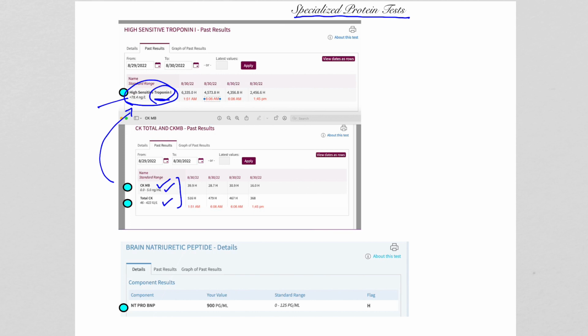And then there are other kinds of specialized protein tests. Well, here's another example, BNP, or brain natriuretic peptide. Okay, so many tests for proteins that we'll talk about in future videos.